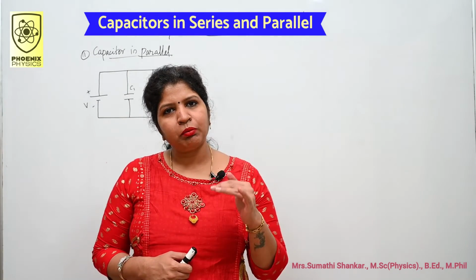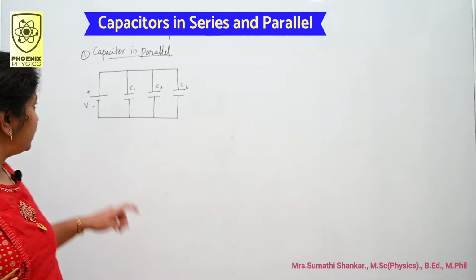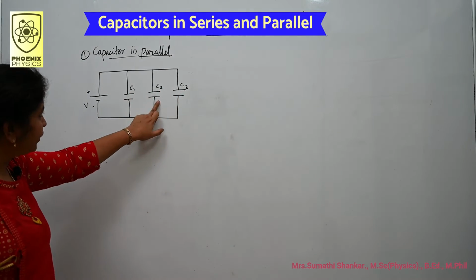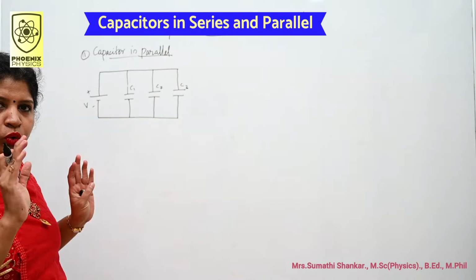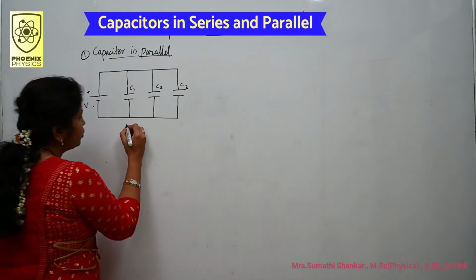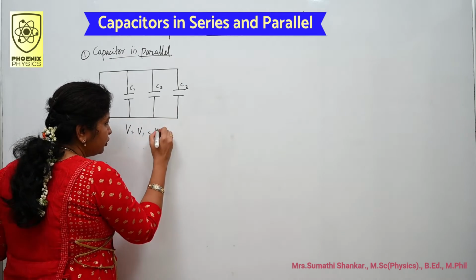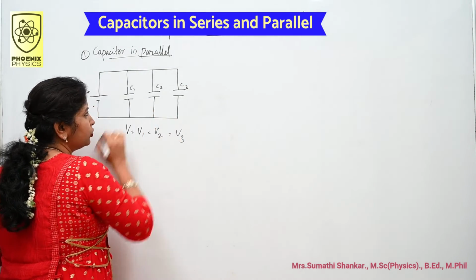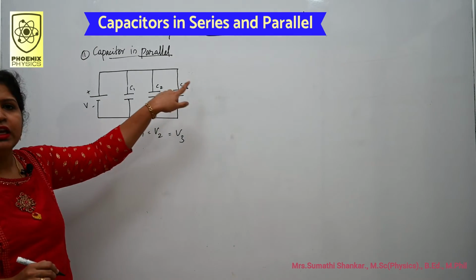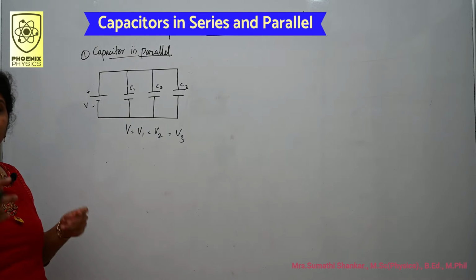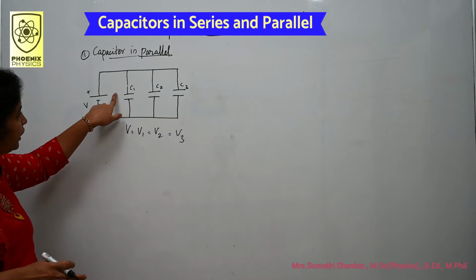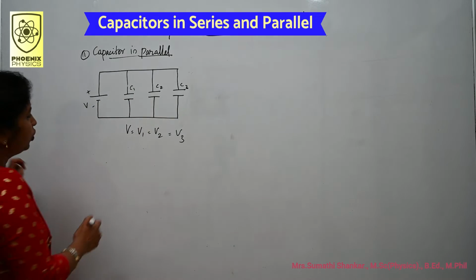Next one is capacitors in parallel. Consider three capacitors of capacitance C1, C2, C3 connected in parallel with a battery of voltage V. Here each capacitor is connected directly to the voltage source. So the voltage across each capacitor is equal to the battery's voltage V. That is, V is equal to V1 equal to V2 equal to V3. However, the amount of charge stored in each capacitor is not the same. It depends on the capacitance of each capacitor.